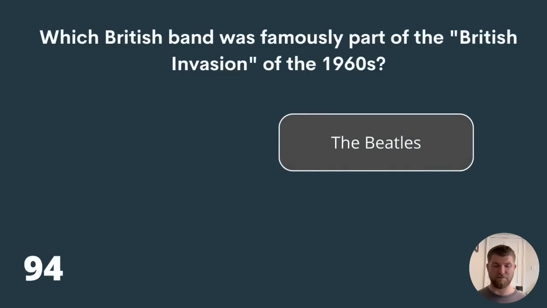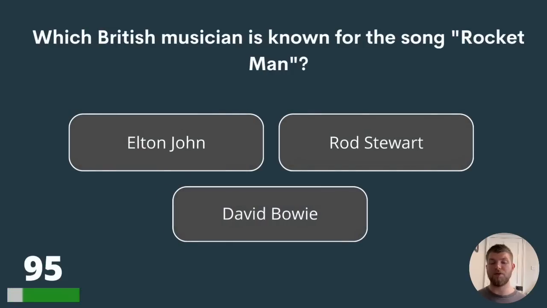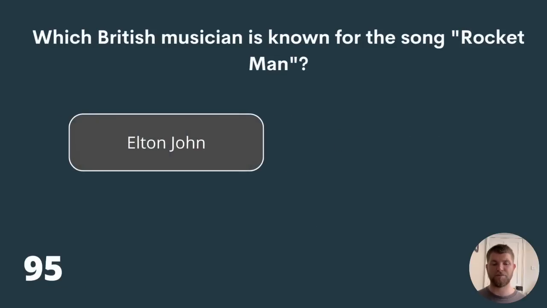Question 95. Which British musician is known for the song Rocket Man? Elton John, Rod Stewart, or David Bowie? Rocket Man is a song by Elton John.